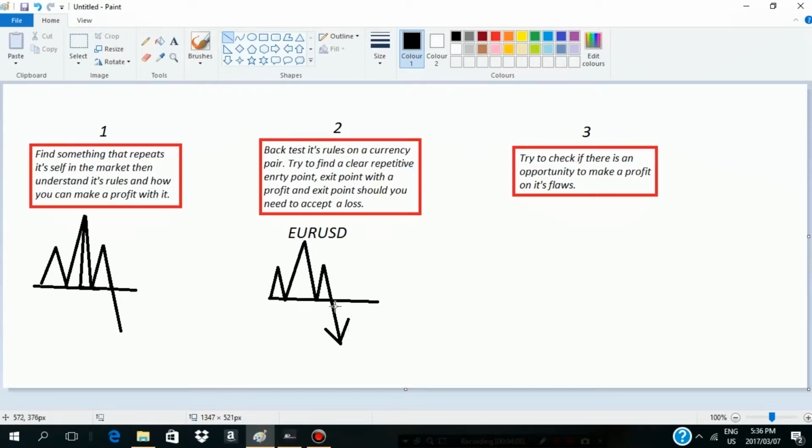So you have a clear entry point. Okay, so when it breaks the neckline, that is when I am entering the market. You have got a clear exit point with a profit. Once it reaches 50%, I am taking my profit. That is my take profit, right? There's your clear entry point once it breaks the neckline.